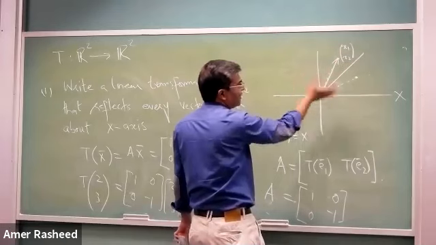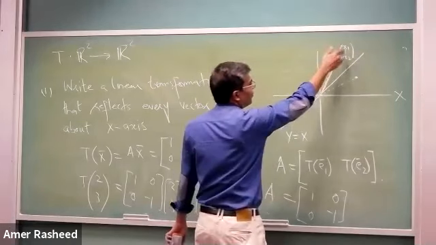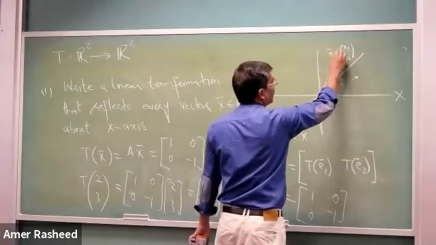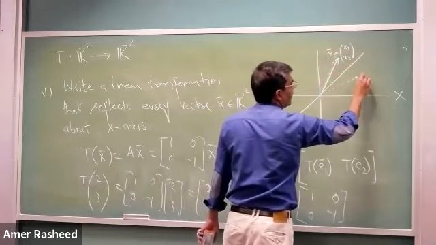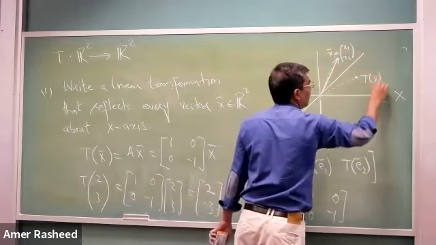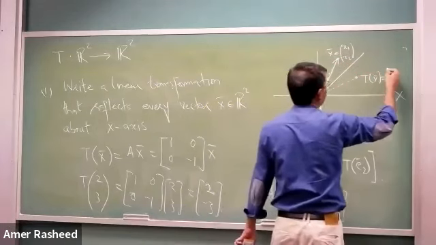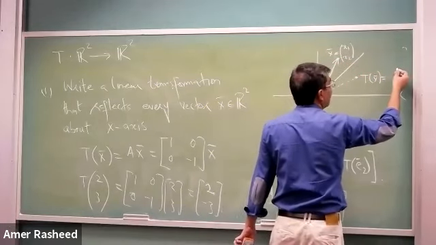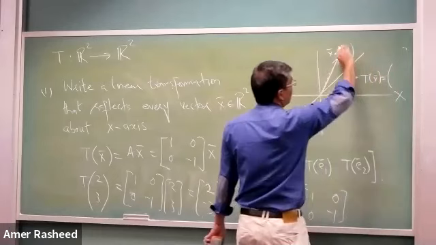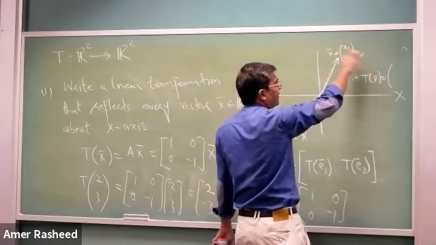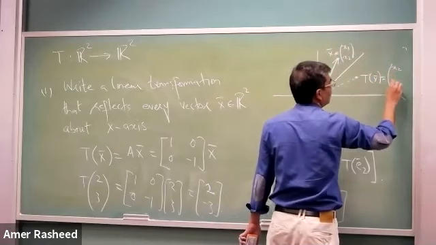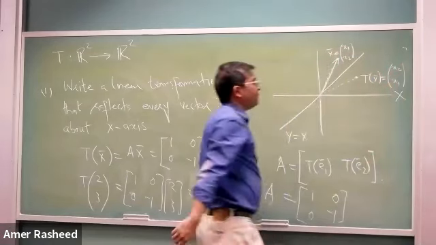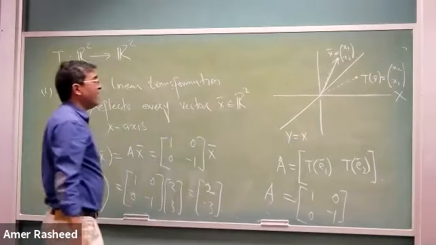So I need to write a transformation which reflects this vector x about this line y is equal to x. So T of x should be this one. In short, it will be reflected about this line, so the positions of x1 and x2 will be swapped. So it should be x2, x1. But I have to write that transformation.